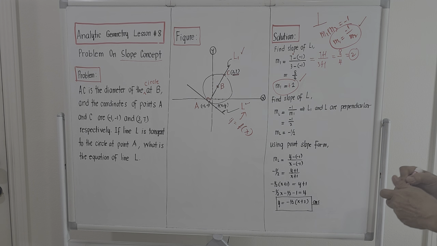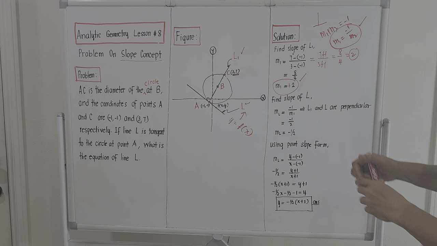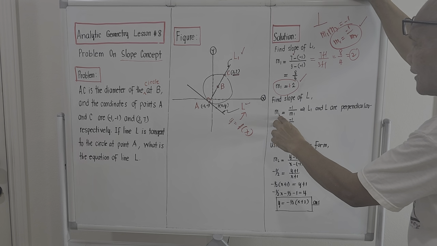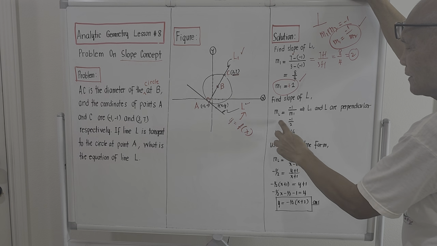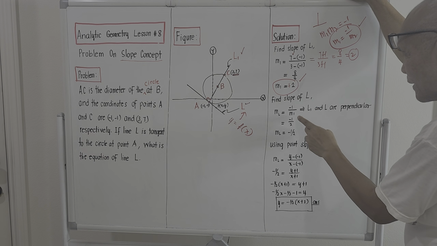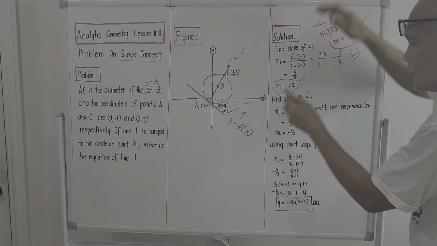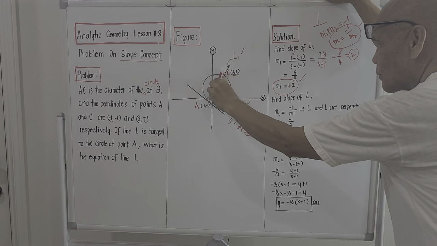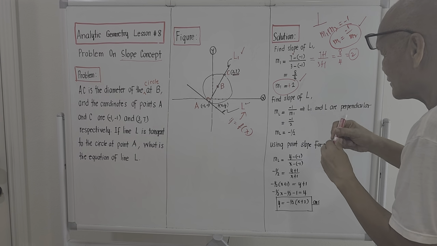So if we try to find the slope of line L, and now this is subscript L, meaning the slope of the unknown line L, it should be equal to negative 1 all over M1. The slope of the tangent line is the negative reciprocal of the slope of line L1. So it is this.